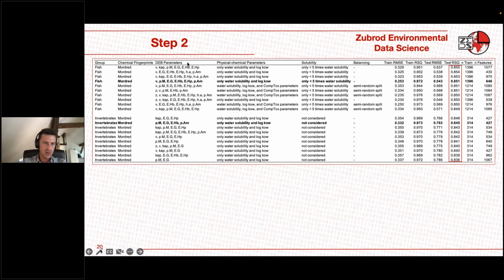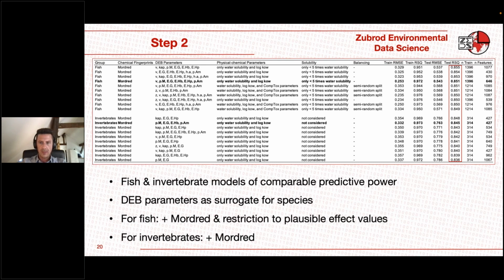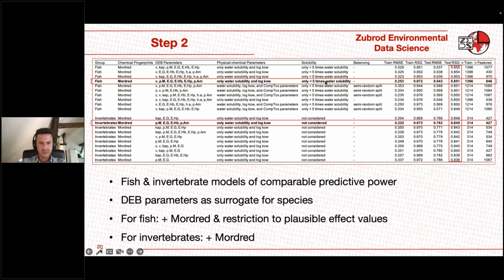But now what we can see is that all the best performing models had depth parameters involved instead of the species name variable. And for invertebrates, we can see that we had a further improvement in model quality and predictive power. And so now both fish and invertebrate models were of comparable predictive power. And we saw that we indeed could successfully replace the categorical species variable by depth parameters. And from these final models, we chose two, one for fish, one for invertebrates, based on number of features, which was supposed to be as low as possible, the predictive power of the models, but also the involvement of certain depth parameters about which we had previous knowledge from literature.